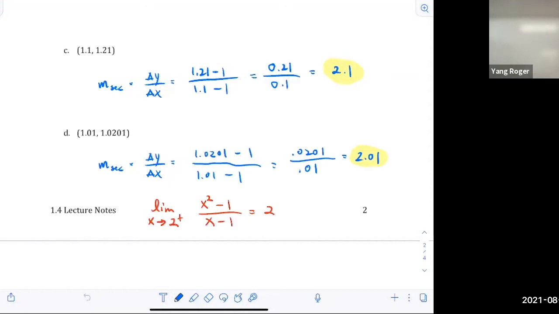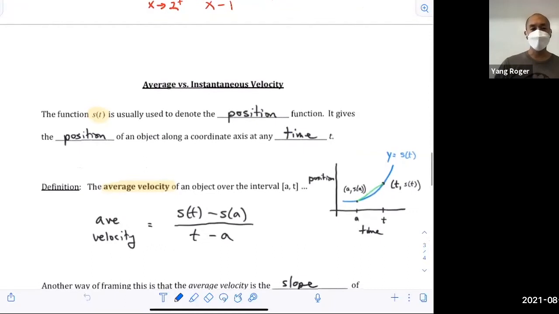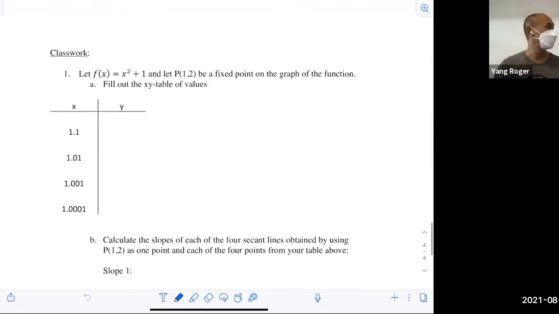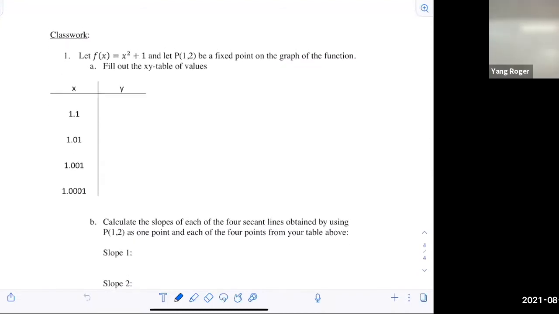Okay. Did you guys bring a calculator by any chance? Some of you did? Okay. Because maybe I should have told you to bring one, because I wanted to do this classwork right here. So how many of you do not have a calculator? Raise your hand. Okay. So if you have a calculator, you can fill out the Y values for this table.